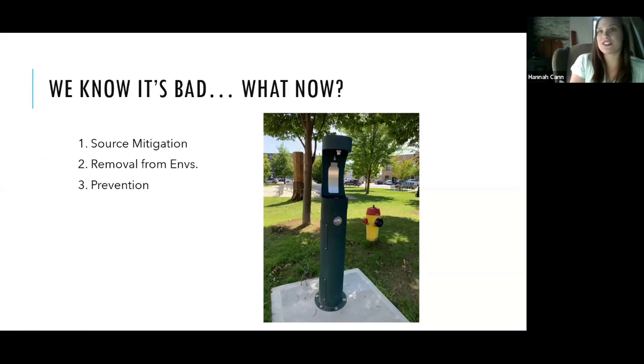And TerraCycle actually has a lot of free programs too, where you just sign up for the program, they send you a shipping label, and then you can ship off all kinds of different items, from baby food packages to shampoo bottles to cling film, Sharpies, you name it.